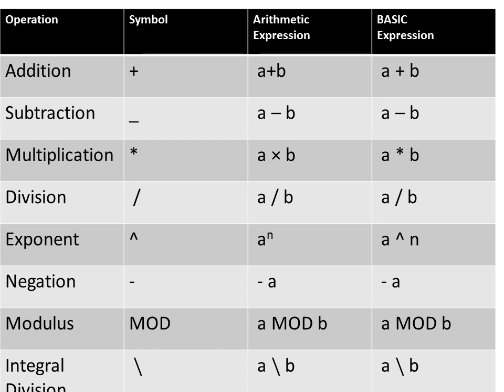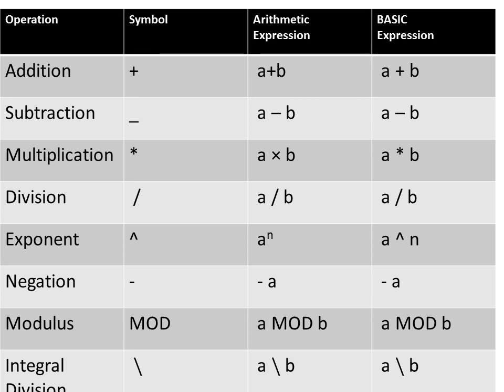Next is exponent operation. The symbol used for exponent is this. It can also be called raised to power. In arithmetic expression, when this symbol is applied on any number, then we can write it as a raised to power n, and in BASIC expression first of all we will write a. After this we will apply exponent symbol, and then we will write n, where n is any number that can be used as power. Next is negation operation.